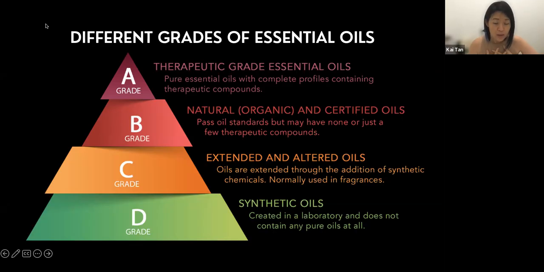Then we have grade B, which is typically termed natural, organic, or sometimes there are people who will tell you they have a certified organic essential oil. This is also a very, very tricky layer, because it is well known in the industry that having the so-called certification of organic does not mean that a product is 100% organic. This is a worldwide known fact right now.